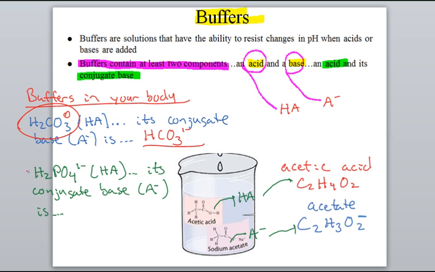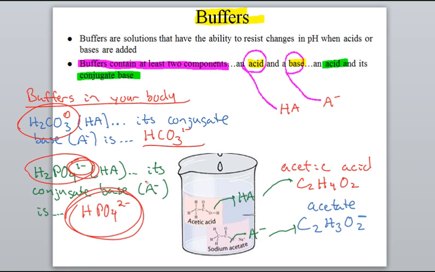For dihydrogen phosphate, take away one H, so HPO4, subtract 1 from its charge, so 2 negative. So hydrogen phosphate is the base component of this acid, dihydrogen phosphate. And always make sure your answers make sense. You would find that polyatomic ion in your information packet. You wouldn't find HPO4 1 negative in your information packet. So remember, the charge, getting it right, is just as important as getting the formula correct.